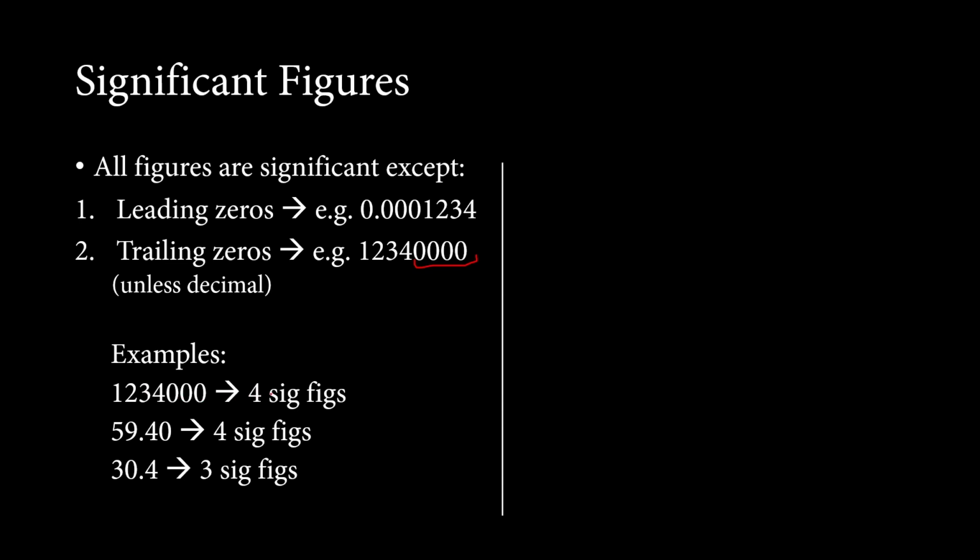So here are some examples. 1,234,000 has 4 significant figures, right? Because these trailing zeros don't count as significant figures. And if we look at this example, 59.40, this one has 4 significant figures because the 0 is behind the decimal. So that's what I meant: this applies only when it's in front of the decimals. And lastly, we have 30.4, which has 3 significant figures, 1, 2, and 3. All the figures in this number are significant.